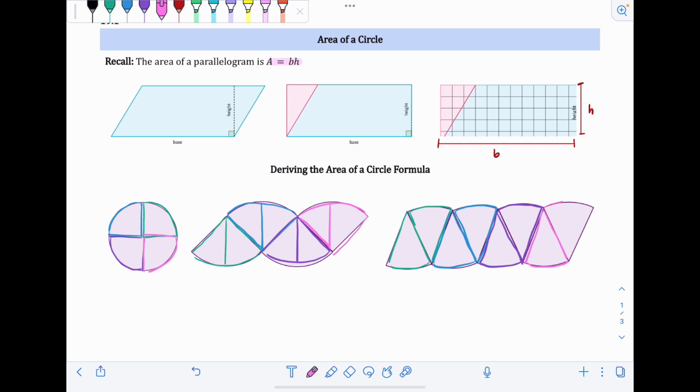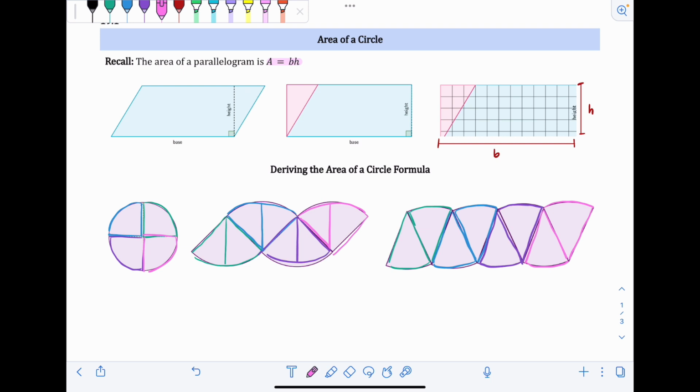And you can already see just by cutting, between the second figure and the third figure, it's starting to resemble a parallelogram more. And the more times that you cut each slice in half, there's no limit how many times you can do it. We're going to stop here, but there's no limit technically. You could continue to cut them in half, and it would look more and more like a parallelogram. And so that's why we're able to use the area formula for a parallelogram to derive the area formula for a circle.